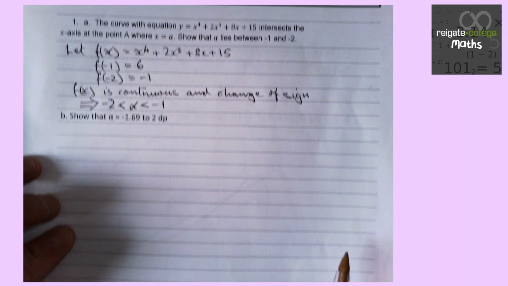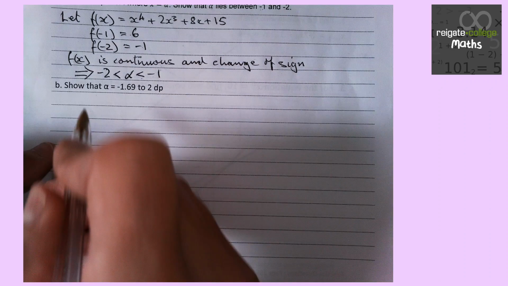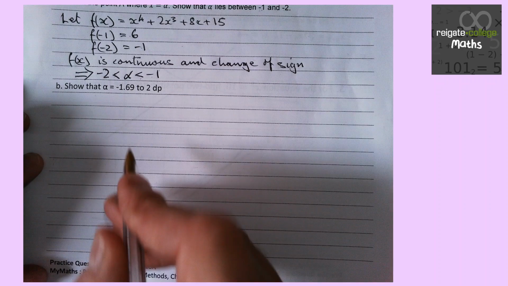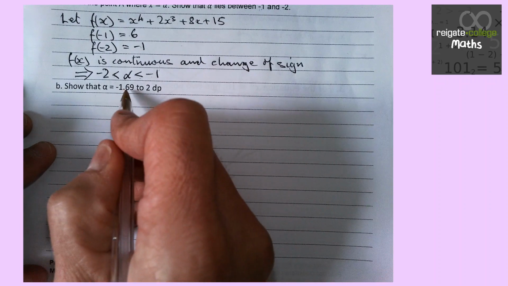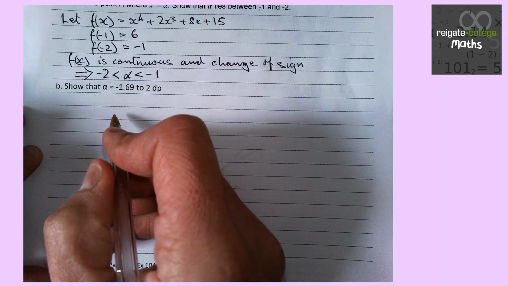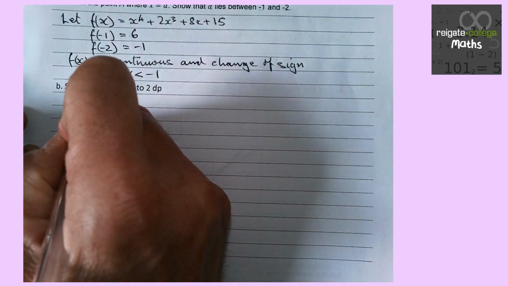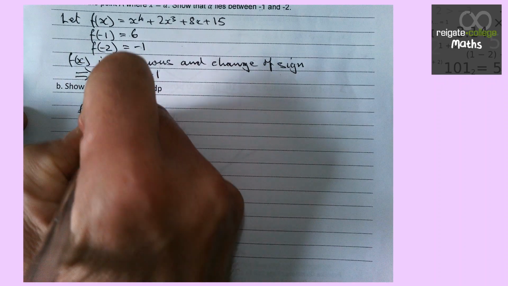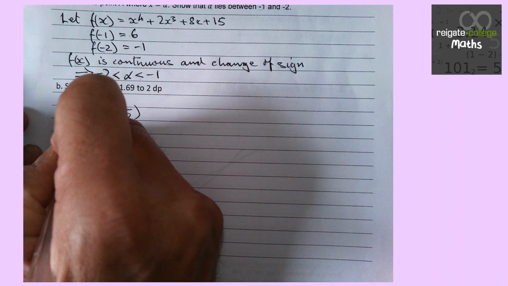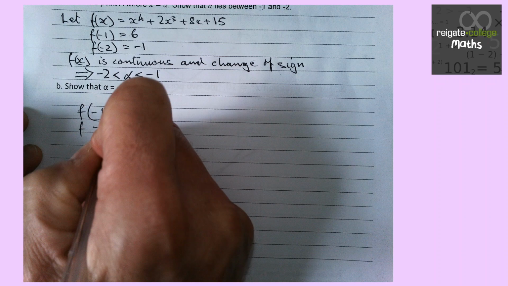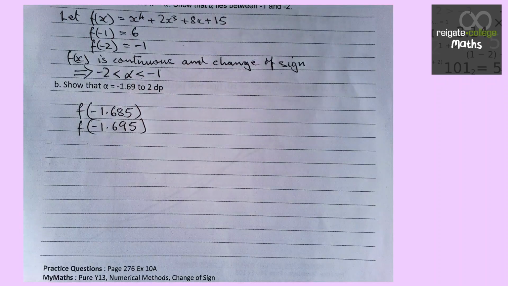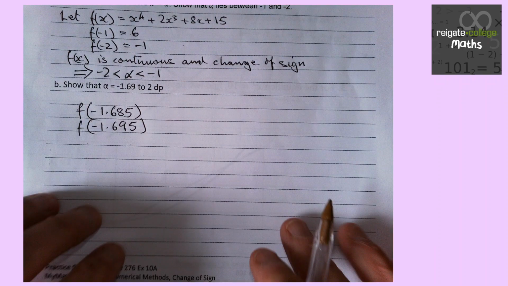Now we want to show that alpha is equal to -1.69 to 2 decimal places. To do that, we're going to look either side of -1.69. So we're going to find f of -1.685, and we're also going to find f of -1.695. We'll draw a little number line in a moment once we've worked these out.